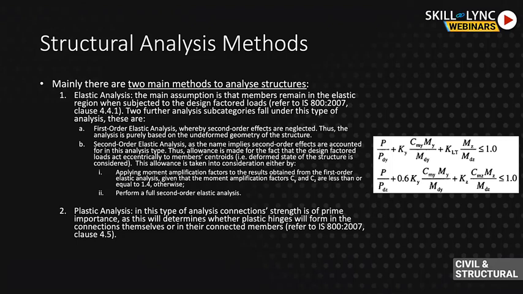Plastic analysis: in this type of analysis, you are mainly looking for plastic hinges. Where do they form? And usually we are after having a weak beam, strong column. The reason is you don't want plastic hinges to form in the columns, because that will result in a catastrophic failure of the structure and a brittle structure.